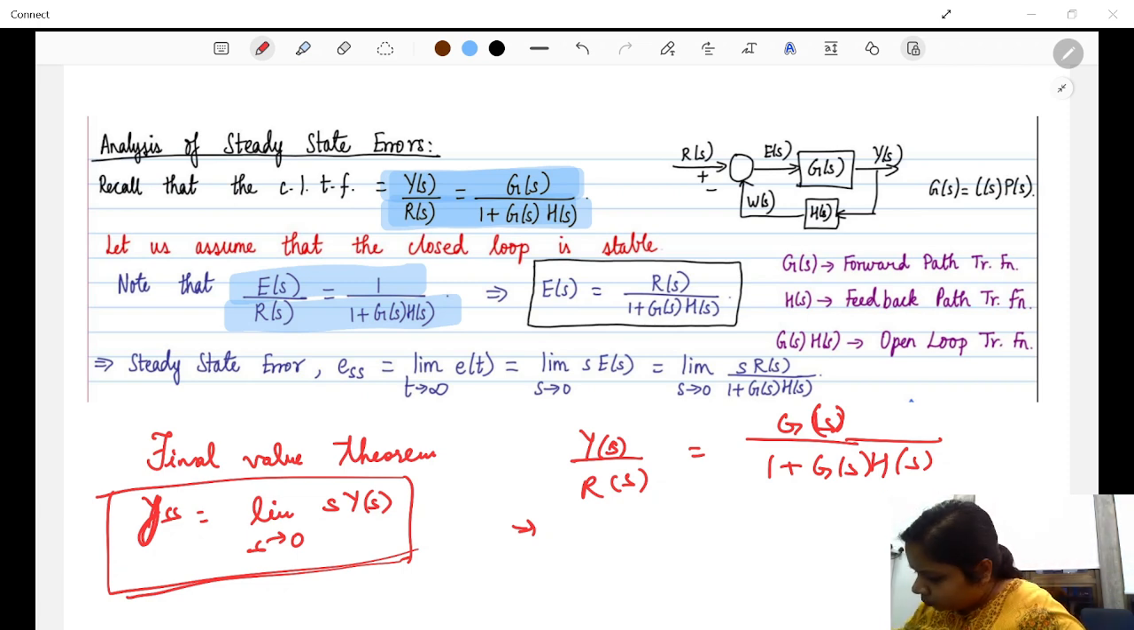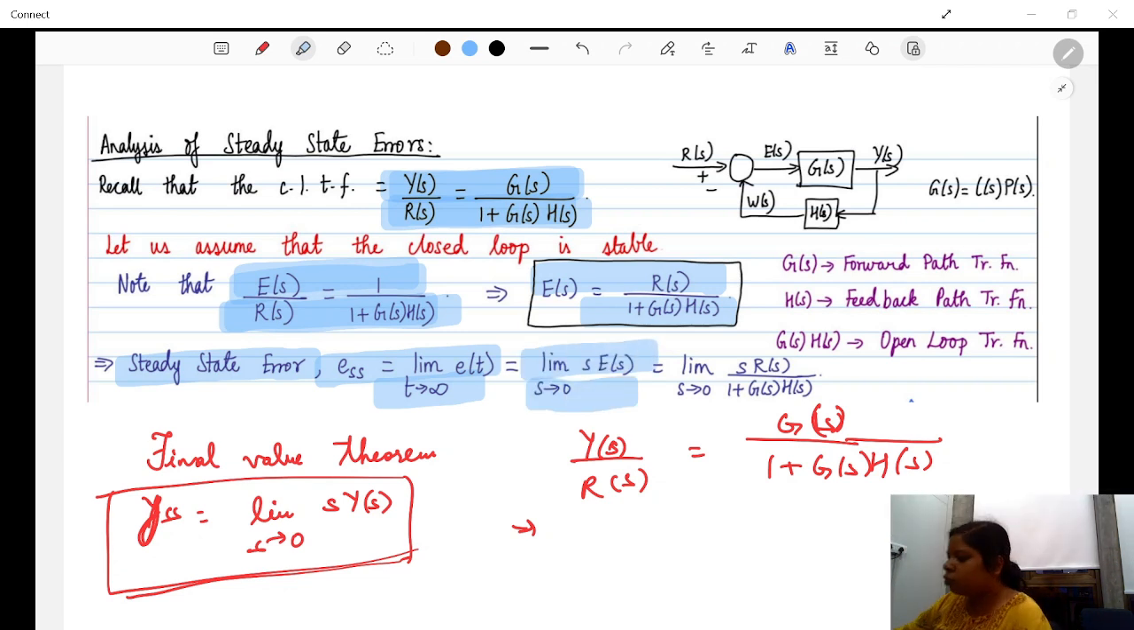So before doing that, what we'll see is Es upon Rs can be written in this format. Es can be written as Rs upon 1 plus GsHs. So steady state error, which is Ess, is limit t tends to infinity of e(t), so limit s tends to 0 of s into Es. So what you have to put the limit on is s into Rs upon 1 plus Gs into Hs.